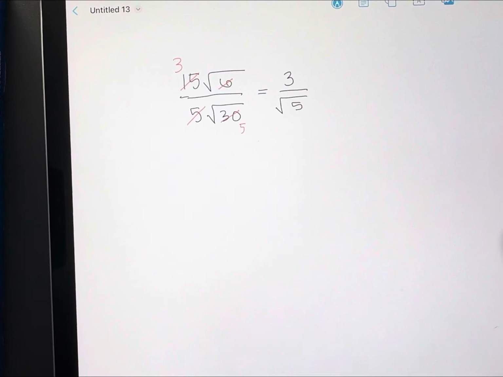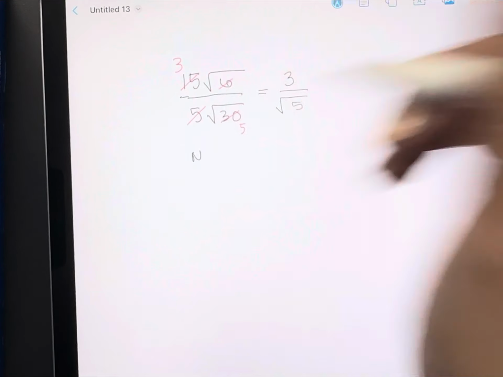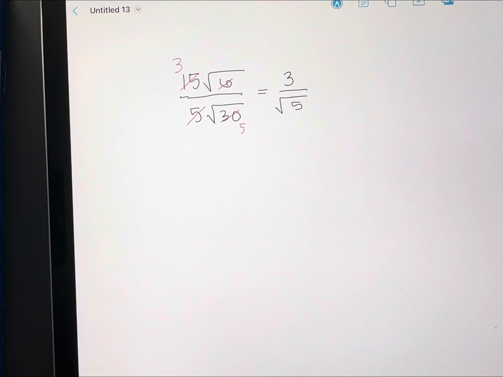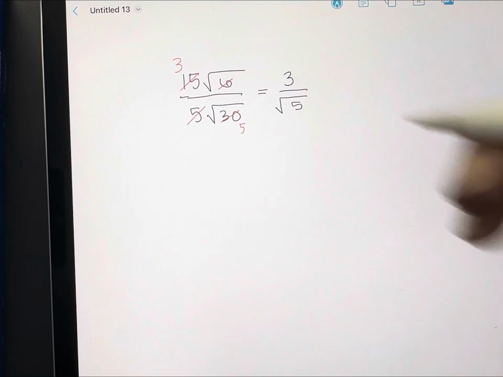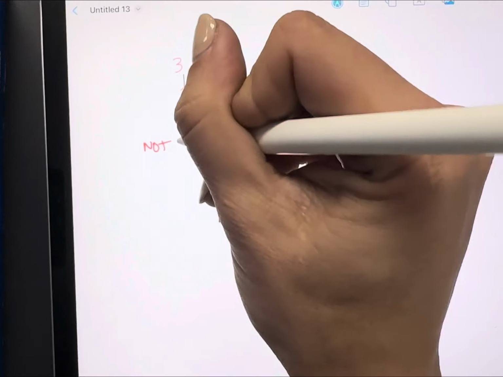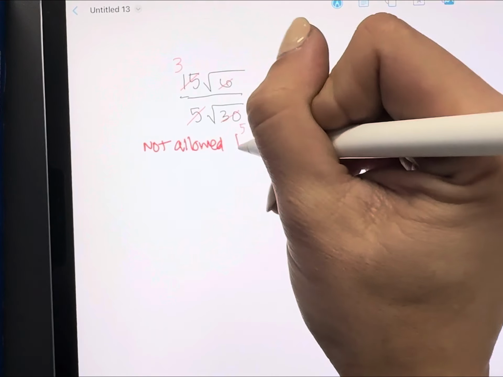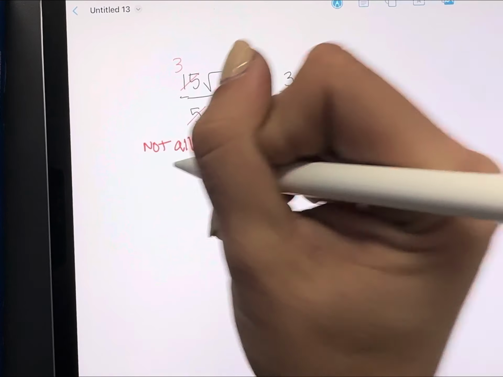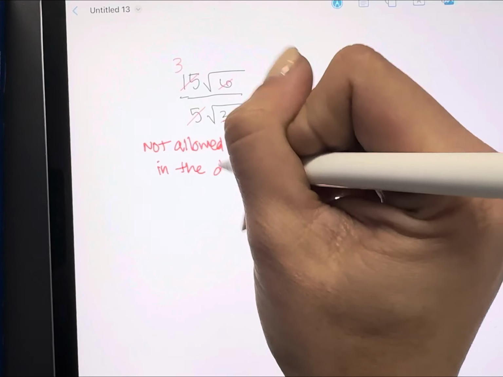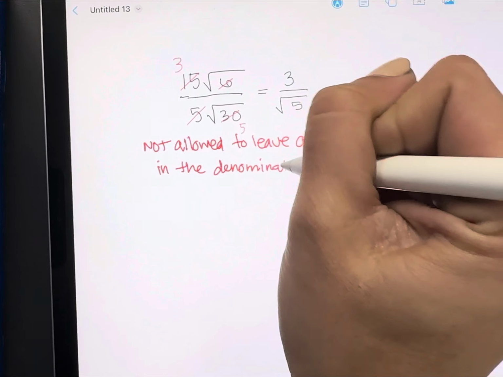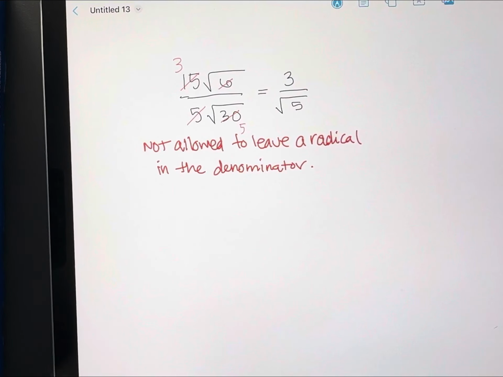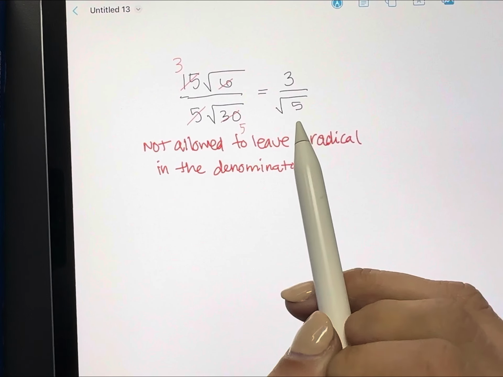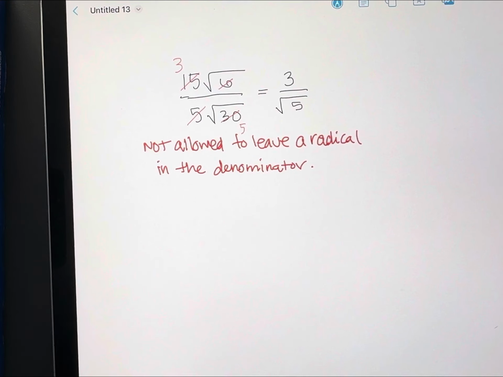The problem is we are not, let's write this in a different color so it really stands out. We are not allowed to leave a radical in the denominator. Can't do it. We need to get this radical 5 out of the denominator. Okay? So, here's what happens with that radical 5.